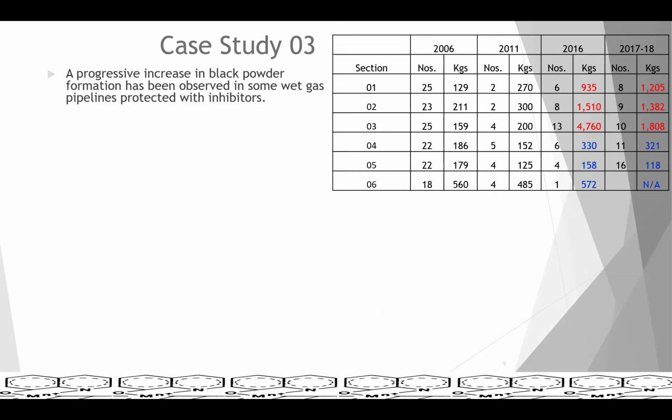Again, this was the first data I received. As you can see, this pipeline section had several pipes, and not all the pipes experienced increased black powder formation. As you can see, in the 2016, 2017, 2018 timeframe, sections 1, 2, and 3 exhibited higher black powder formation, whereas sections 4, 5, and 6 did not see any increase of black powder.